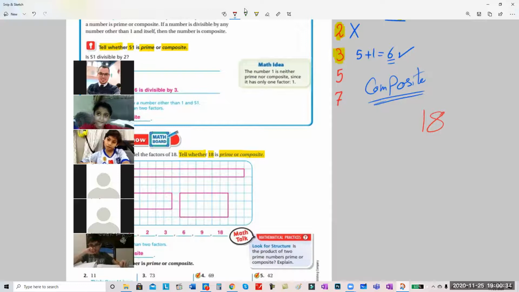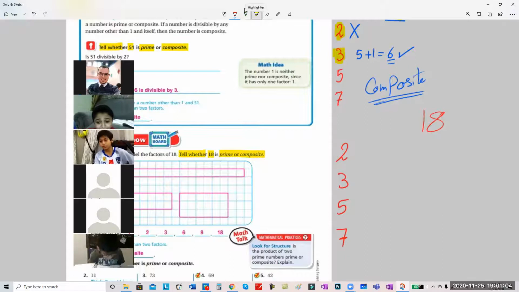How can we know? You have four numbers to check with. What are the four numbers? You're going to check 2, 3, 5, and 7. You have to repeat these steps every single time with every single number, to check if it is composite or prime.